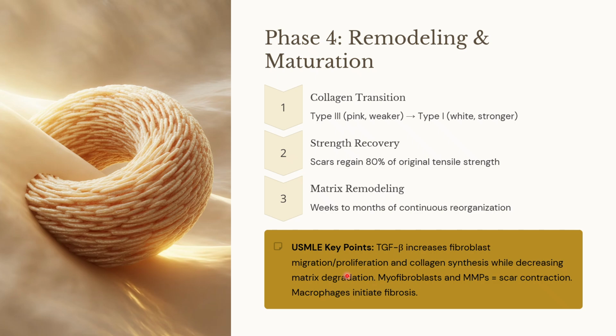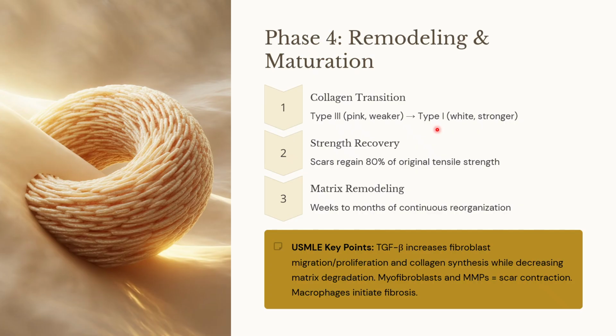I have a separate video about myofibroblast which is listed in the pathology playlist where I have mentioned an analogy and it goes in detail. You can listen to it if you want. And what is the cell that initiates the fibrosis? That is the macrophages. So after the type 3 collagen is replaced by type 1, the collagen becomes much stronger. The scar will regain 80% of its original tensile strength.